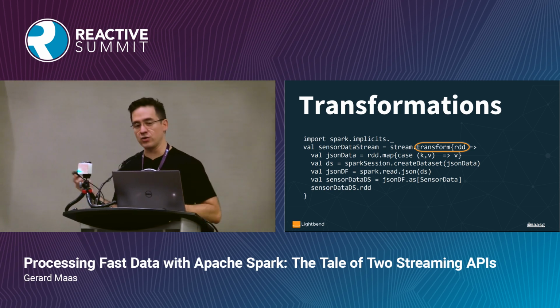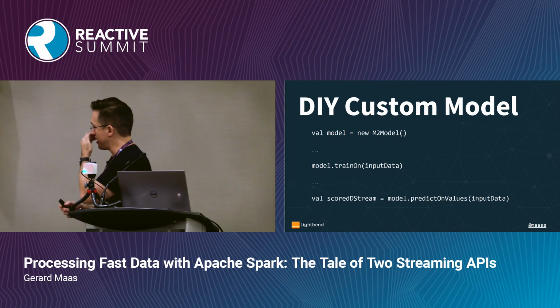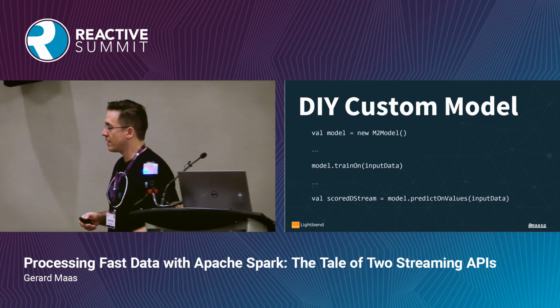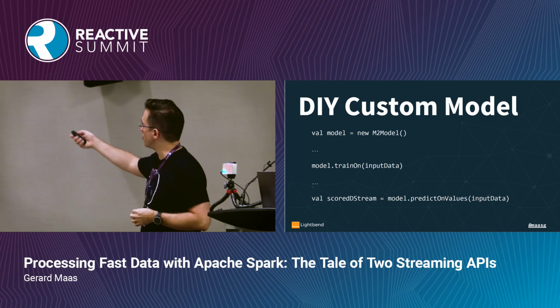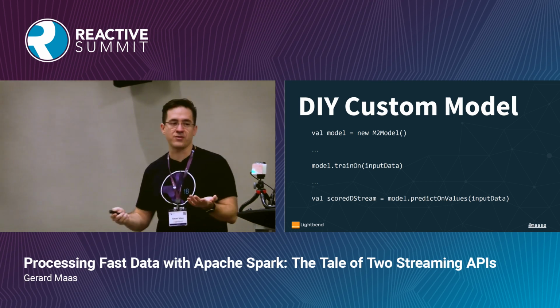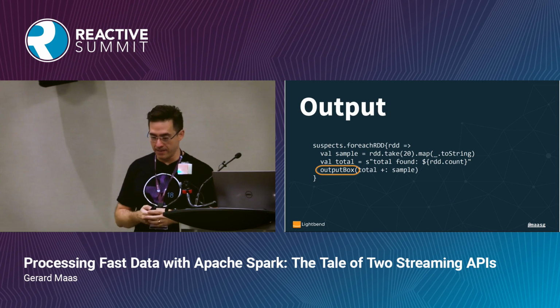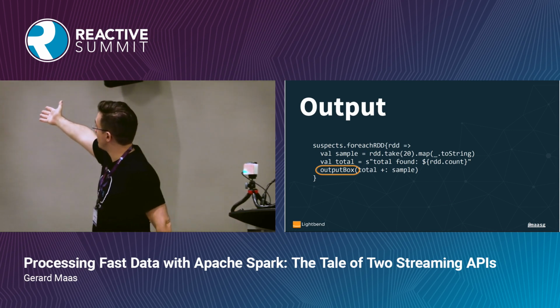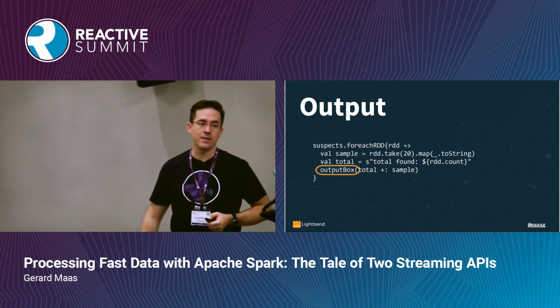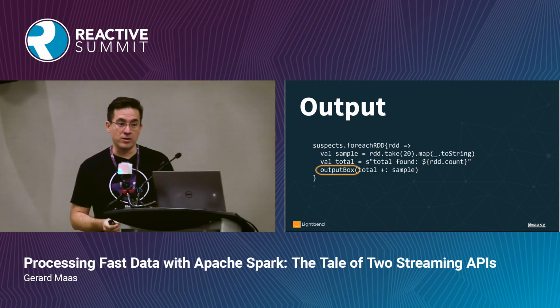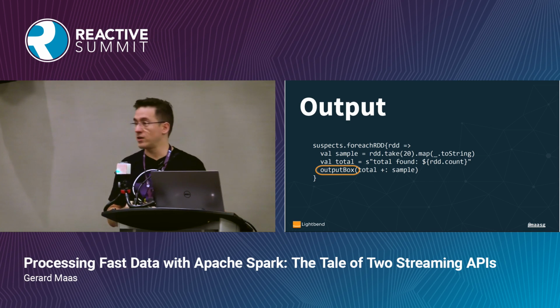I created a custom machine learning model, a simplistic one that is learning my standard deviation over time. And we can do output using that for each RDD. The foreach RDD gives you access to any API you have there. In this case, I'm using the API of the notebook itself to update the data that you see in the notebook.